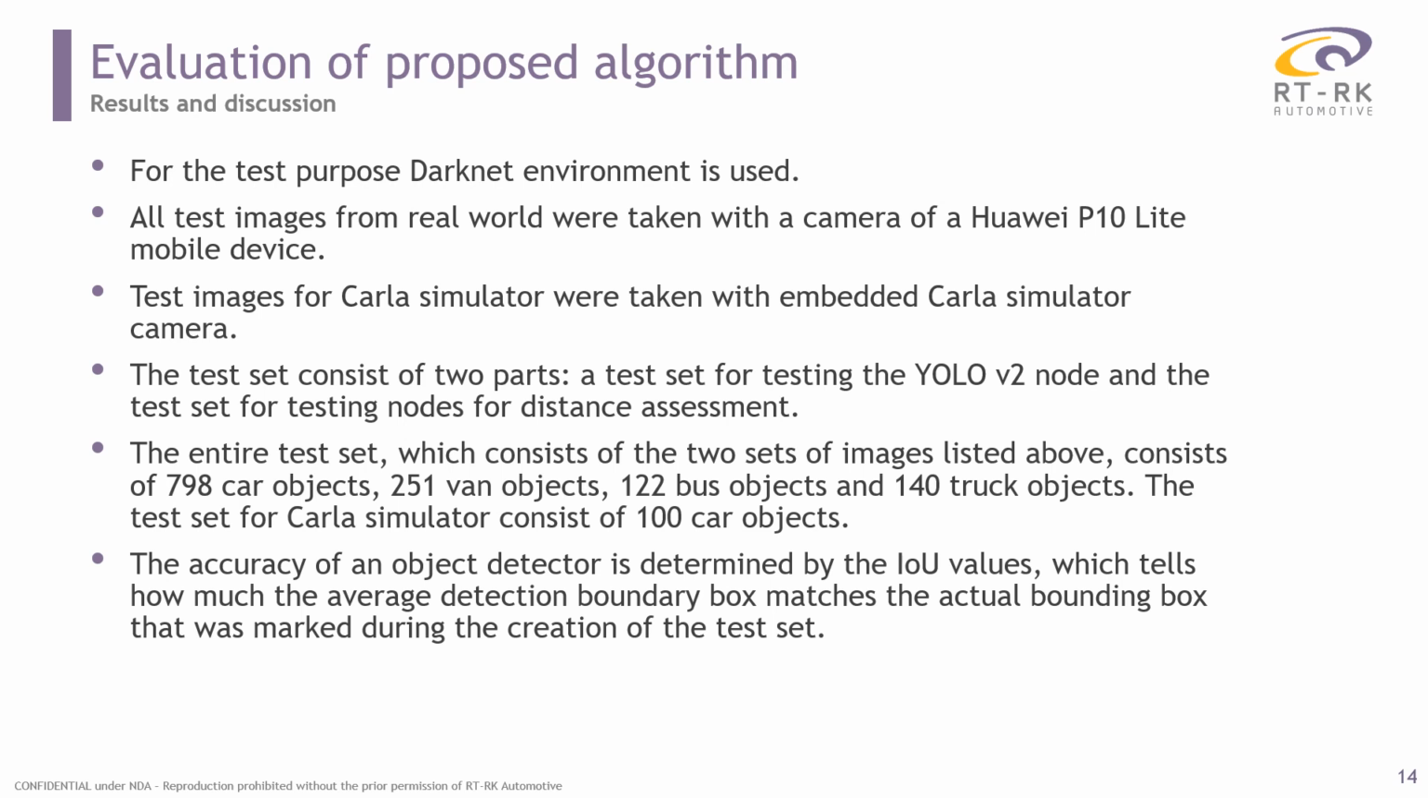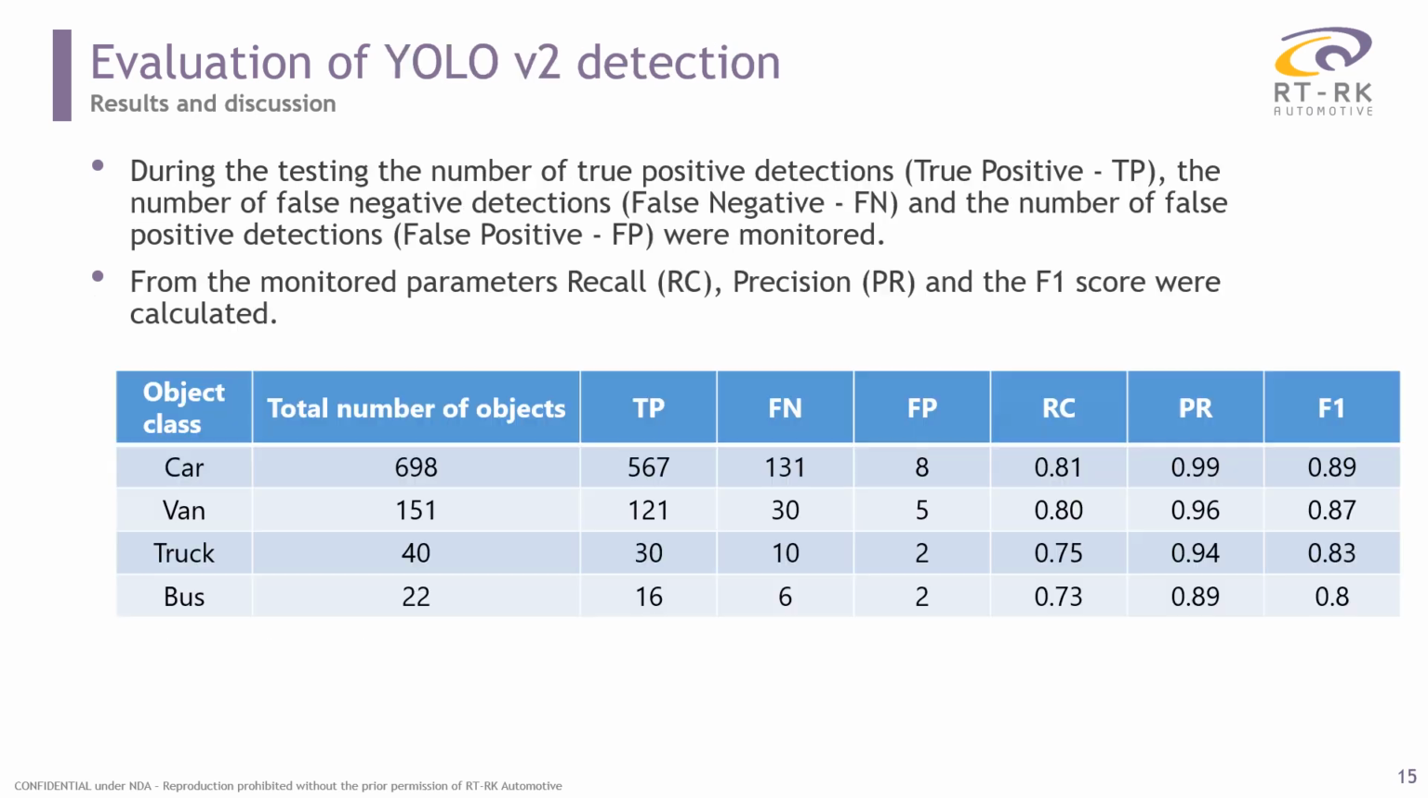The accuracy of an object detector is determined by the intersection over union values, which tell us how much the average detection bounding box matched the actual bounding box that was marked during the creation of the test set. During the testing of the Yolo V2 node, the number of true positive detections, the number of false negative detections, and the number of false positive detections were monitored. From the monitored parameters, recall, precision, and F1 score were calculated. As we can see in the table, the algorithm detects car class objects the best.